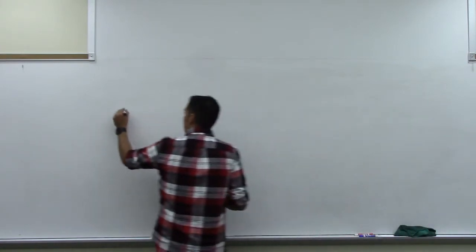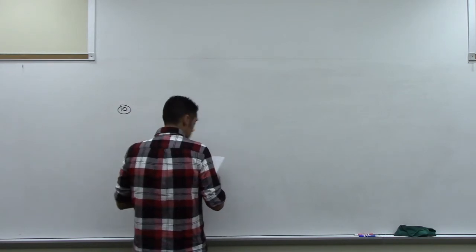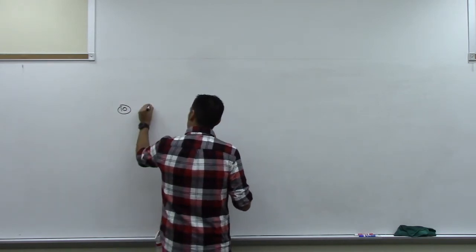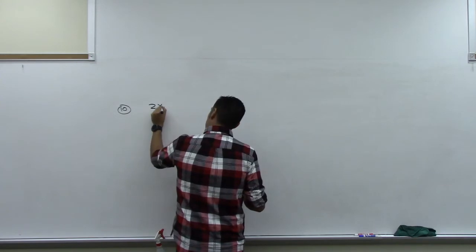All right, number 10, last one. All right, so we're supposed to add these two rational expressions together.